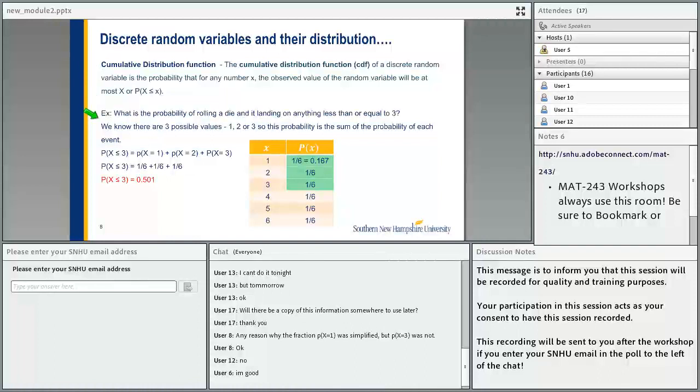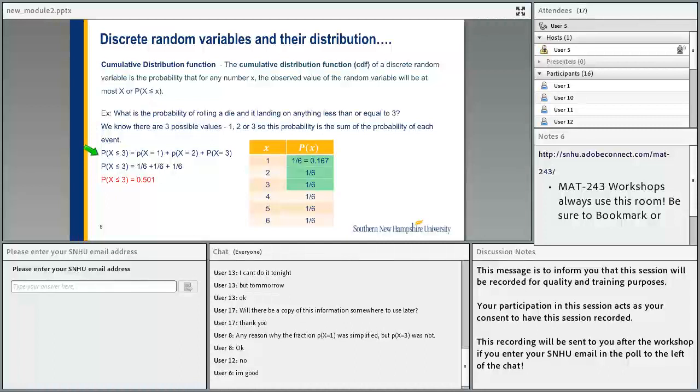All right, cumulative distribution function. Again, let's look at the example before we read the definition. What is the probability of rolling a die and it landing on anything less than or equal to 3? So we know there are 3 possible values, 1, 2, or 3. So this probability is the sum of the probability of each event.